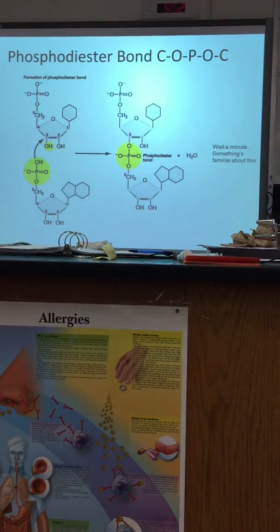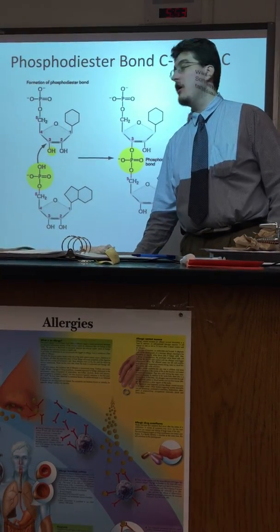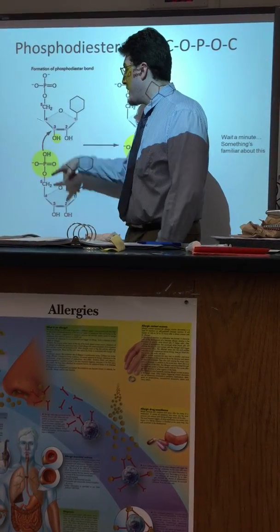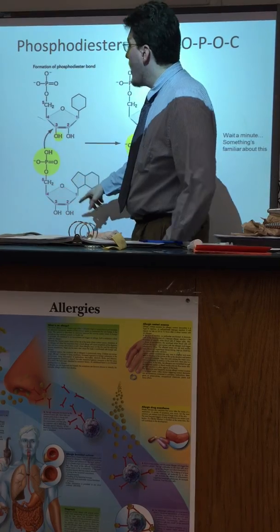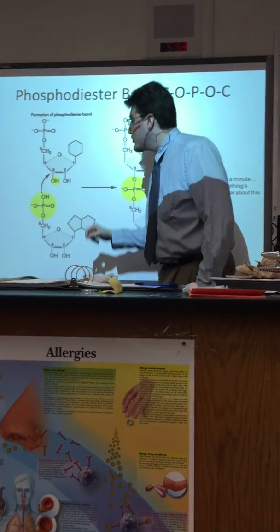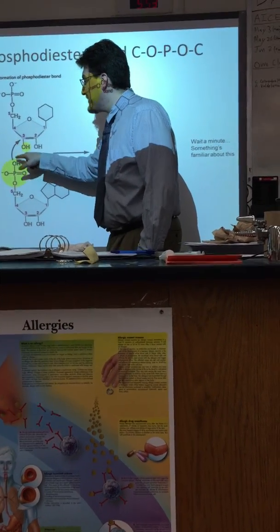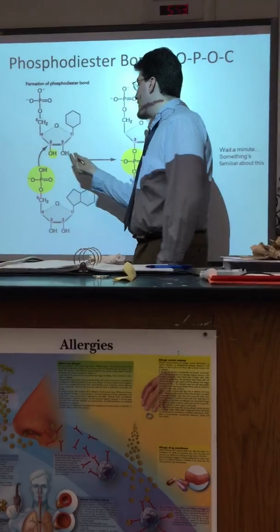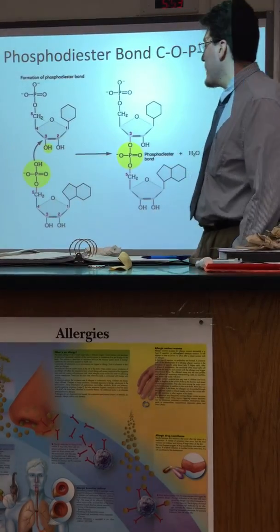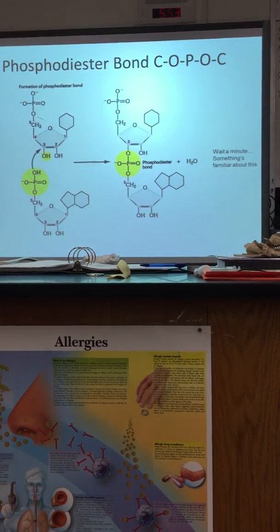This is the phosphodiester bond. It is still a condensation reaction. You are still taking a hydroxyl group from the phosphate group at the 5 carbon and combining it with the 3' hydroxyl group on the pentose sugar. This hydroxyl group and this hydrogen will leave together, and this oxygen will form a covalent bond with the 3' carbon, and you are left with a phosphodiester bond and H2O.